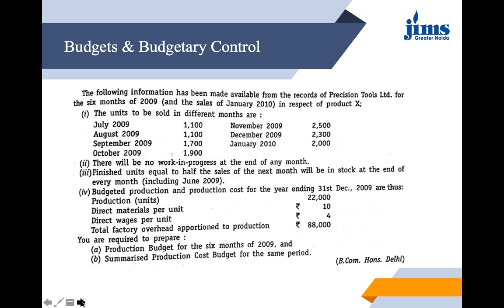Then budgeted production and production cost for the year ending 31st December are given to us: 22,000 units. Direct material per unit is given as rupees 10. Direct wages per unit is given as 4. Total factory overheads apportioned to production is 88,000. So we need to prepare the production budget and production cost budget for it. So let us have a look.